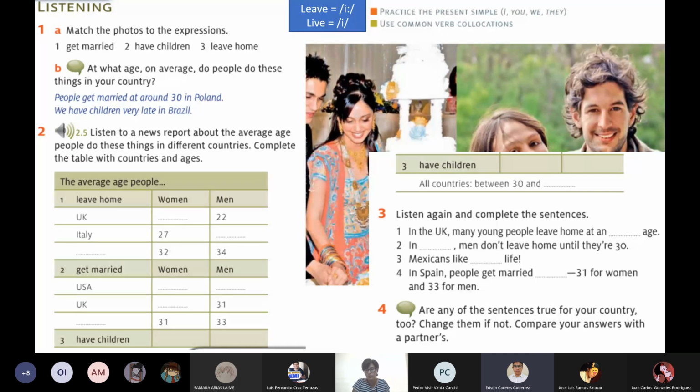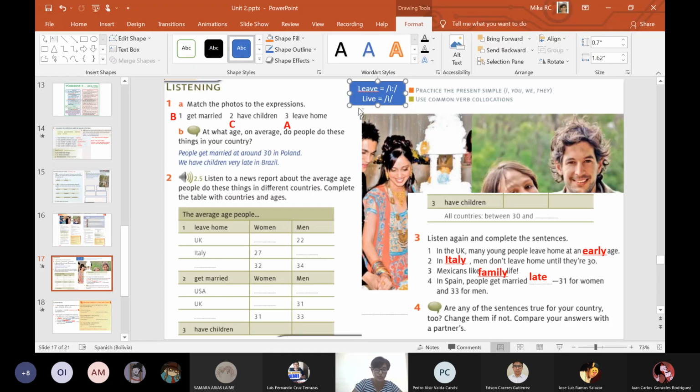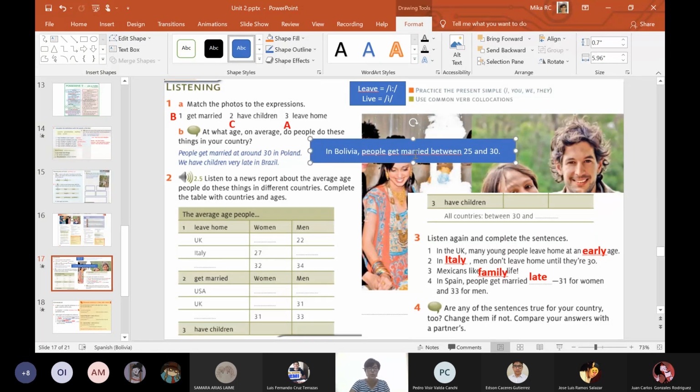Edson or yes? José Luis? Yo pienso que varía, teacher. No hay en sí una edad así estable. Varía. Pero más o menos, entre los 25 o 30 años. Okay. So we can say people get married between 25 and 30 in Bolivia, right? I'm going to write that sentence here. You can say, in Bolivia, people get married between 25 and 30, right? So in Bolivia, people get married between 25 and 30.